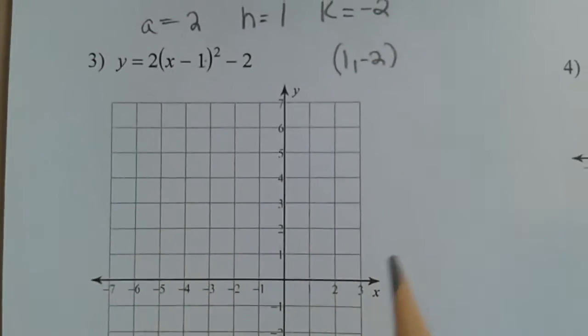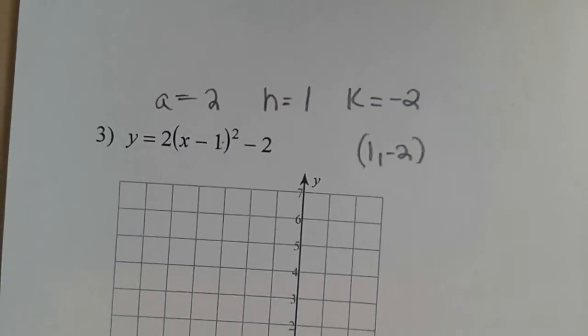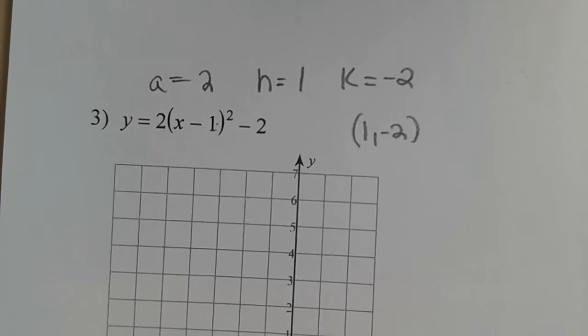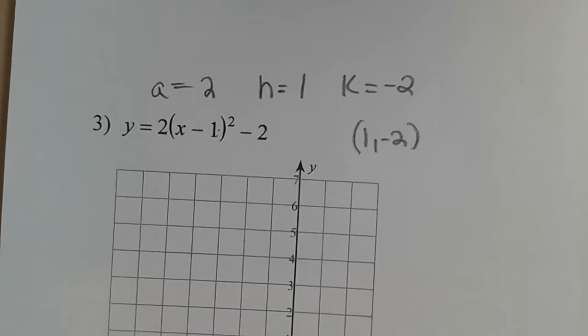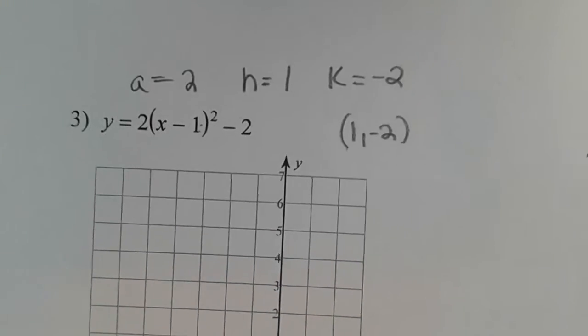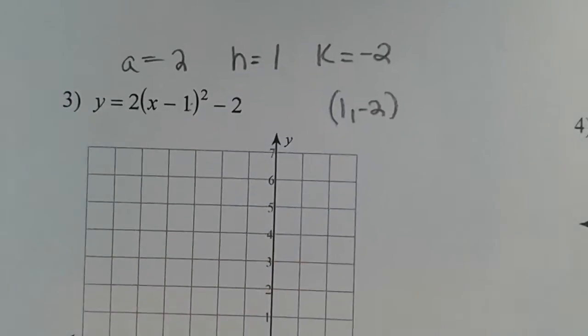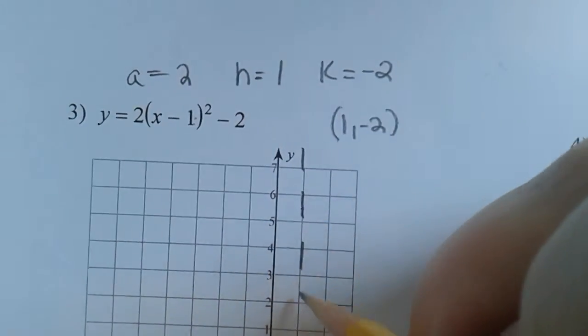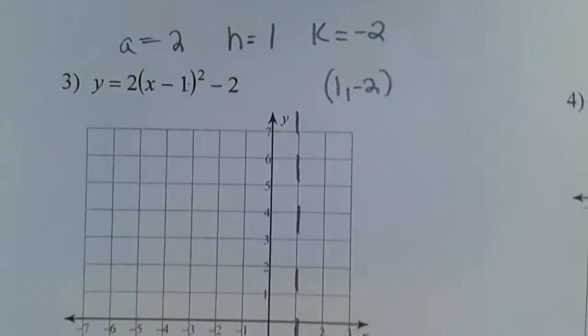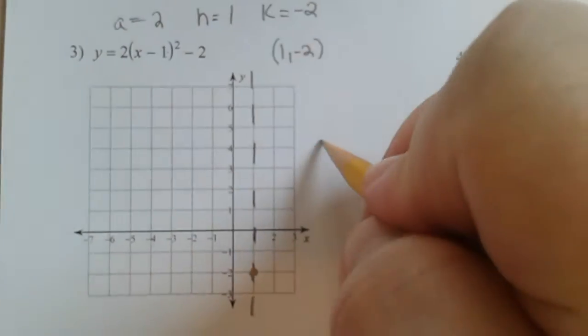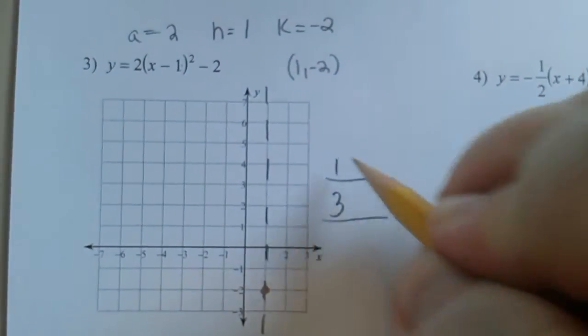So let me come down to our graph. So I've got +1, -2. And sometimes they do this, and the graphs aren't quite centered on the graph in your answer, and you might think that you're doing it wrong, but this is fine. This is where the vertex goes. Okay, so then I write 1 and 3.